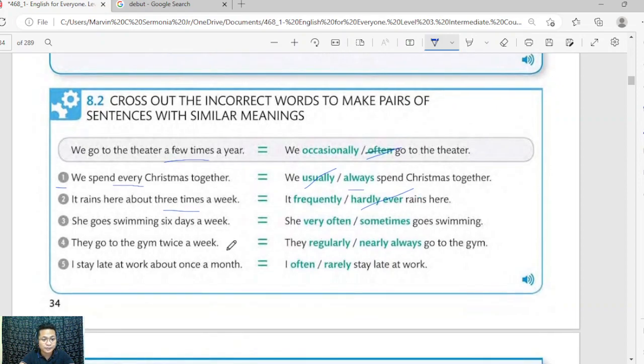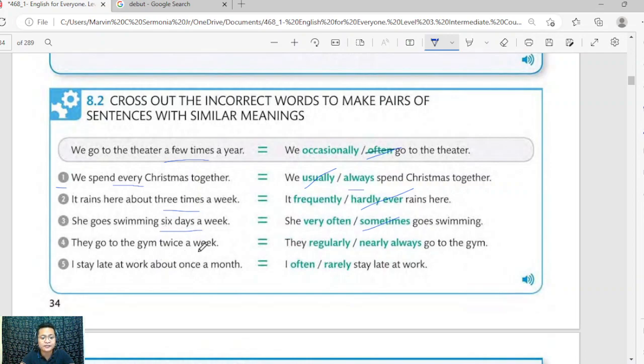She goes swimming 6 days a week. 6 days a week. Which one should be crossed out? We need to cross out the adverb sometimes. It is very often, because how many days do we have in a week? We only have 7 days. And if you go swimming 6 days a week, it's very often.